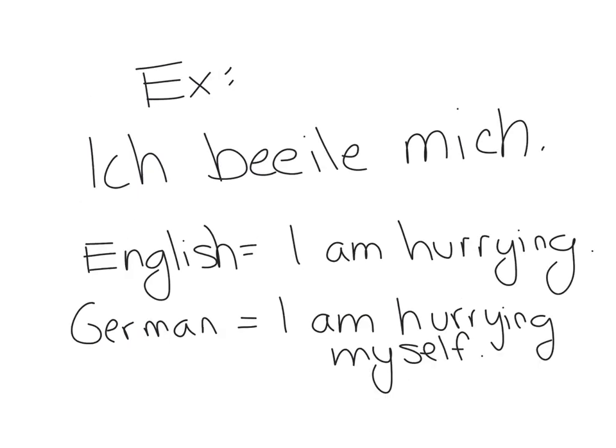One example of this is the verb beeilen, to hurry. So the German is reflexive. You would say, Ich beeile mich. In German, that means that I'm hurrying myself. But in English, we just say, I'm hurrying. Same thing for du. Du beeilst dich. You are hurrying. But the German has that reflexive dich to say that this is something you're doing to yourself.